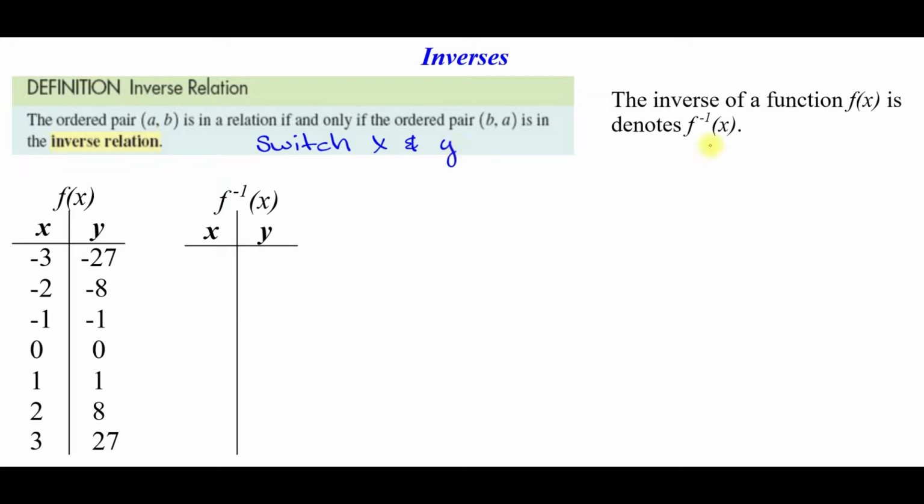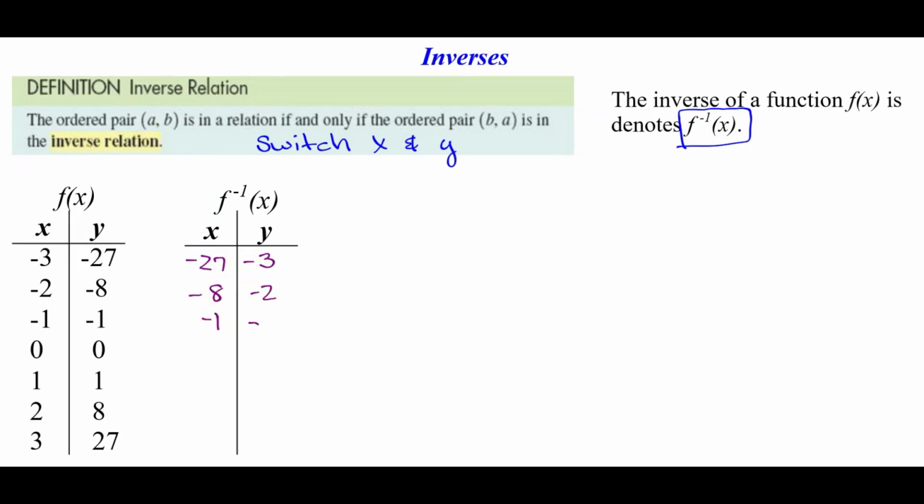The inverse of a function is denoted with this function notation, f negative 1. The negative 1 looks like it's in the exponent position, and that's the notation typically used to denote an inverse. So remember, if our definition of inverse is switch x and y, to find the inverse of this function f of x, for each point I'm going to switch the x's and the y's. So this is going to be negative 27, negative 3, negative 8, negative 2.